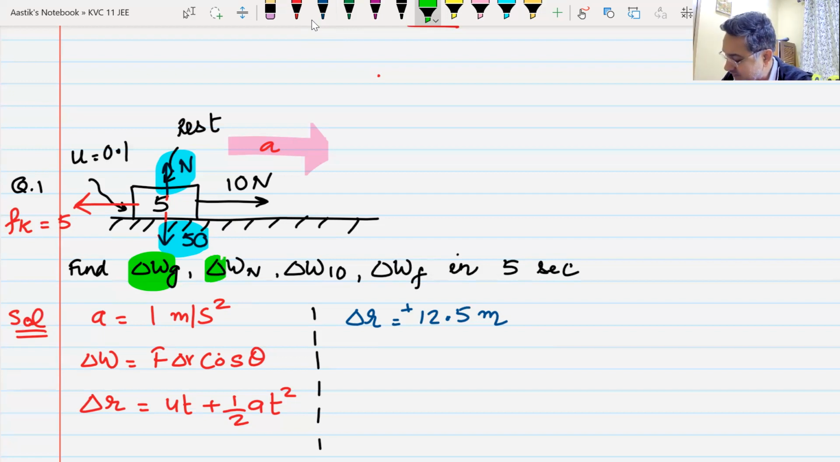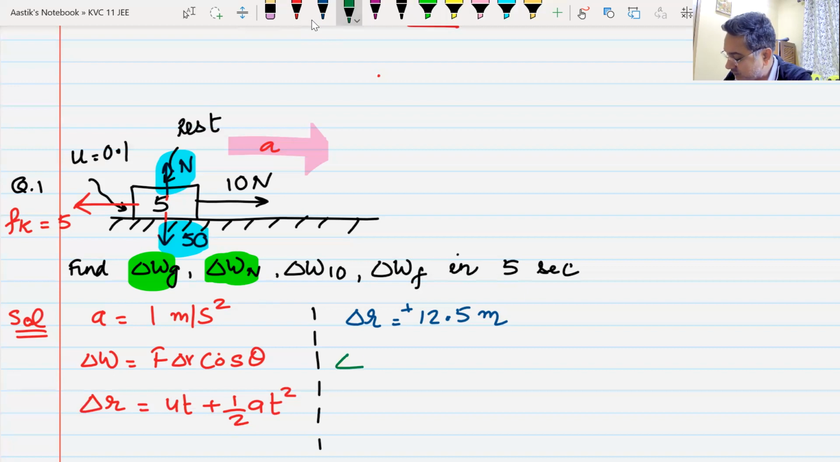Then we move on to the next one, work done by normal reaction. How much is the work done by normal reaction? It is again 0 because normal reaction is upwards and displacement is in the horizontal direction. This is also 0. Now we move on to the third one.